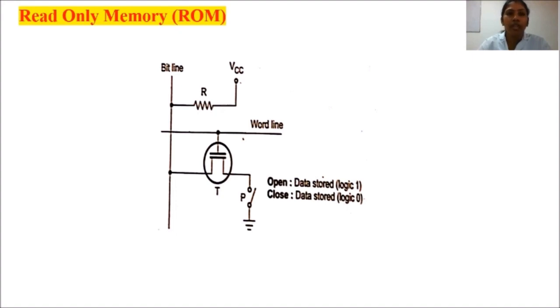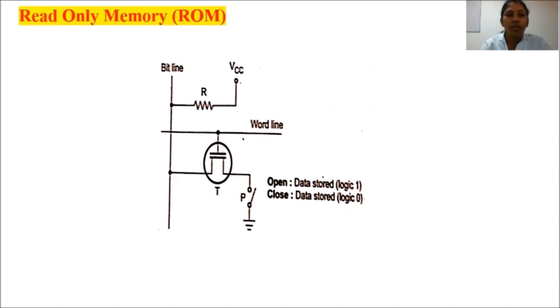So the given figure is the structure of a ROM. It consists of a bit line and a word line. It consists of a transistor T and a switch P. The transistor T is driven by the word line. The content of the cell can be read from the cell when the word line is logic 1.